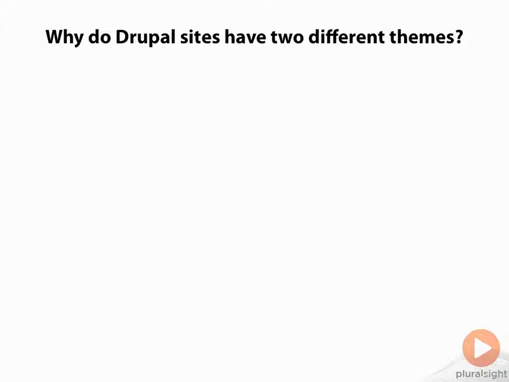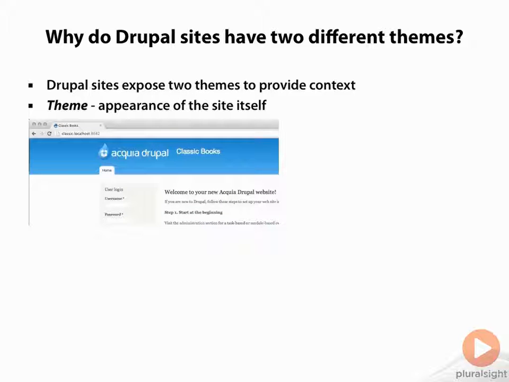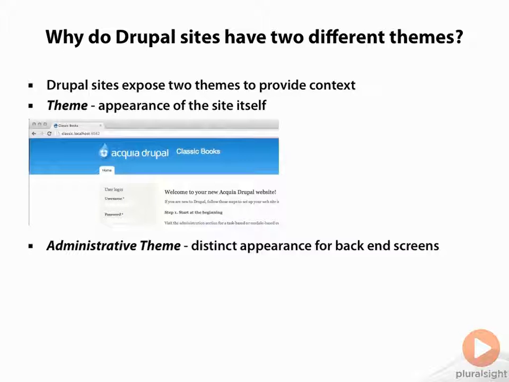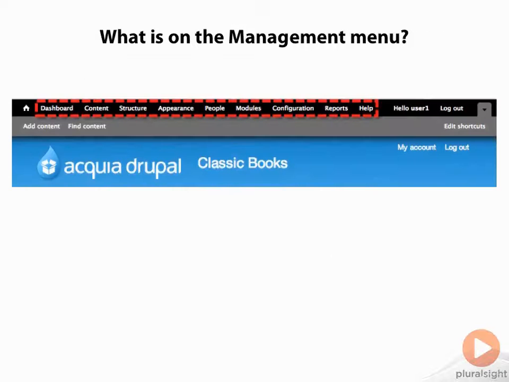When you're working with Drupal, you'll notice that there are generally two different themes being presented. There's the theme itself, which controls the appearance of the site, but then there's a second theme, an administrative theme, which controls the appearance of the backend screens. In a core Drupal 7 installation, this theme is called 7.